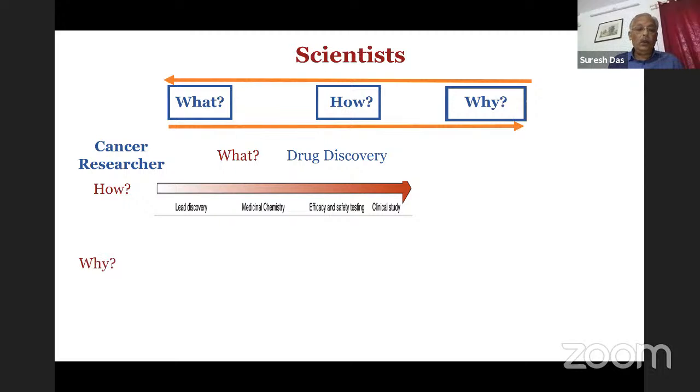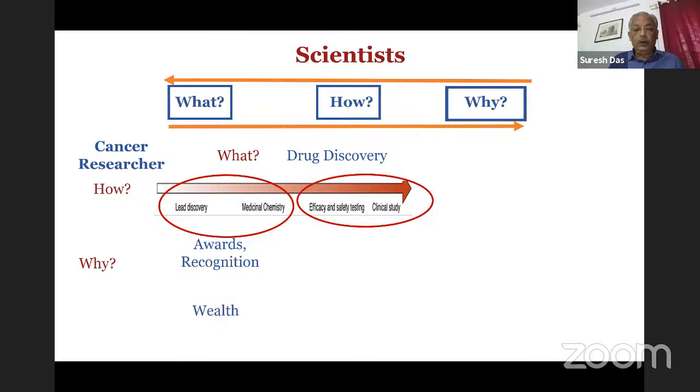Say, for example, the why of the cancer research is awards and recognition. Then, of course, the focus will be in the early part of research, leading to some discovery of some fantastic molecules. If on the other hand the why is wealth generation, the focus will be on the latter half. But let us say that the why of that scientist is fighting cancer in society. Then the entire approach of this person will be different, because he could be working on any other areas.